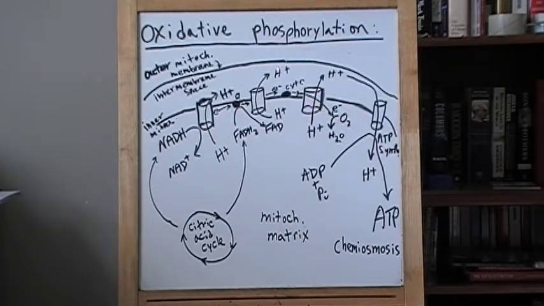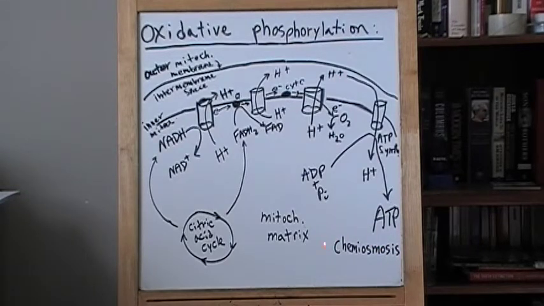And all of these hydrogen ions that accumulate in the intermembrane space then flow back into the matrix of the mitochondrion through a channel called the ATP synthase. And you can think of it as the potential energy of these hydrogen ions being released to form ATP. So ADP and inorganic phosphate are combined, and the energy from the hydrogen ions is used to form ATP. And that process is called chemiosmosis.